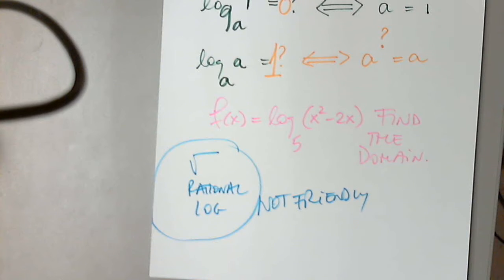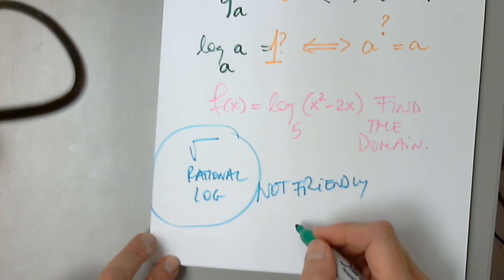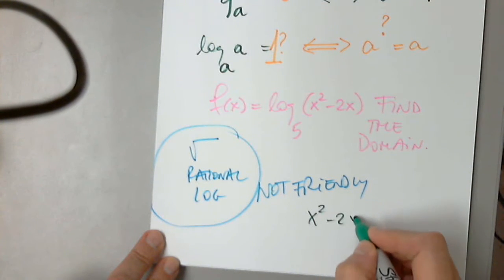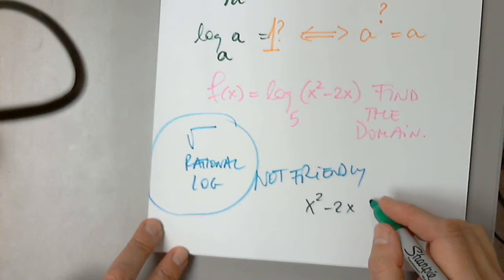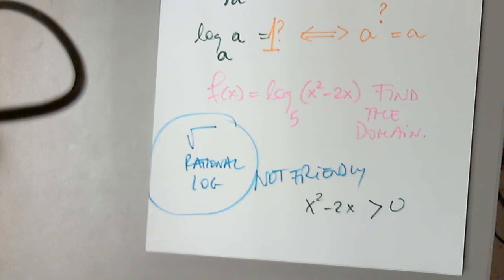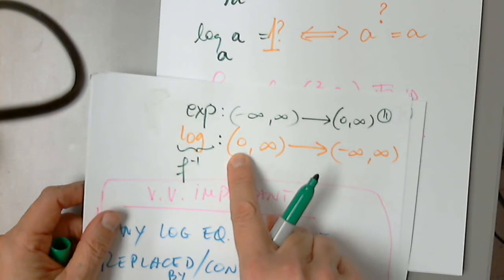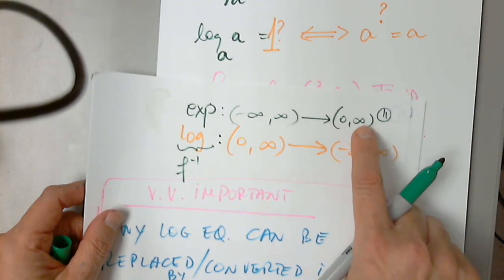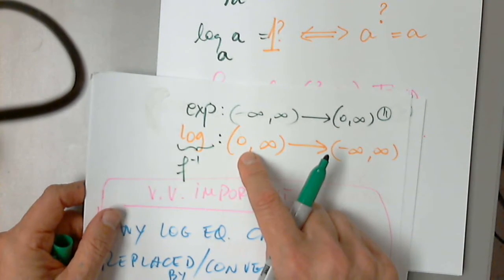So then, coming back to our function, what would you tell me to write? We have to write something. X squared minus 2x is greater than or equal to zero. Not equal to. One more time. Not equal to. Because the range of the exponential function doesn't have 0 in it. The domain of the log function cannot have 0 in it.